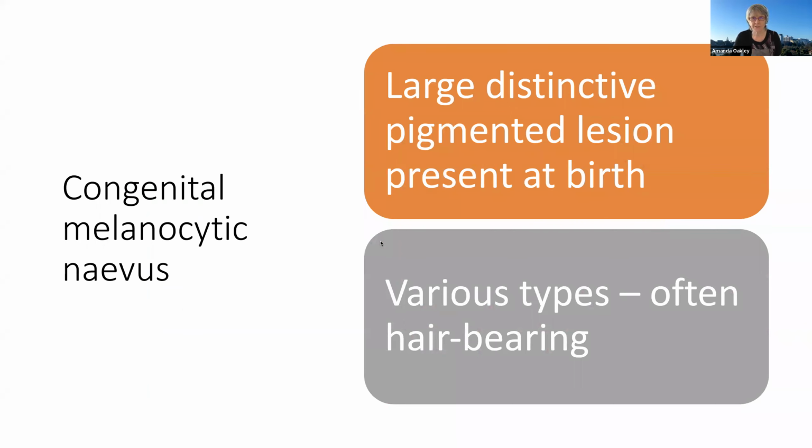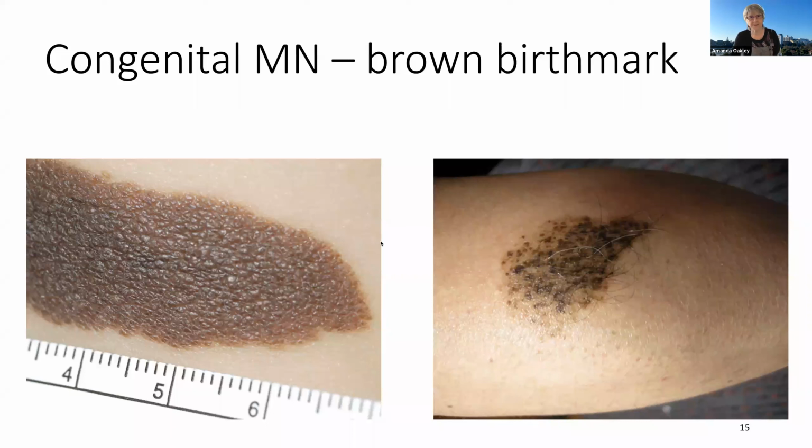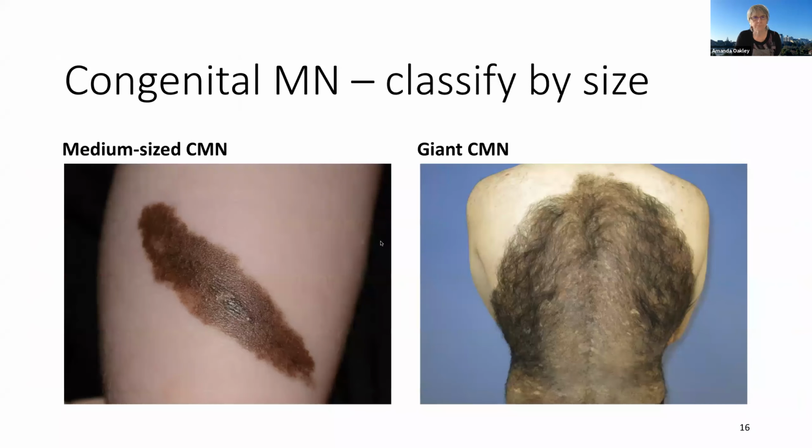Congenital melanocytic nevi are generally large and distinctive. They occur during embryological development, and there are various types and various sizes. They may bear thick terminal hair, even when not on the scalp. They look distinctive, and people call them their birthmarks. The size varies from small, classified as less than 1.5 centimeters, to medium, large, and giant.